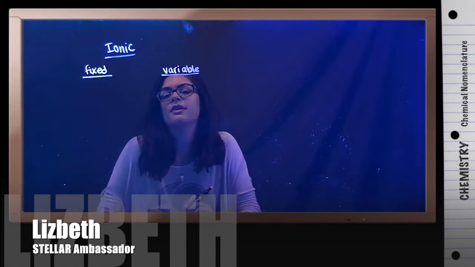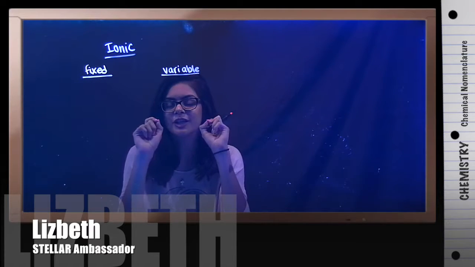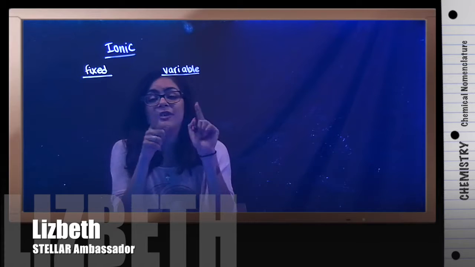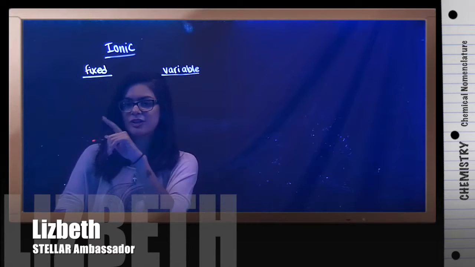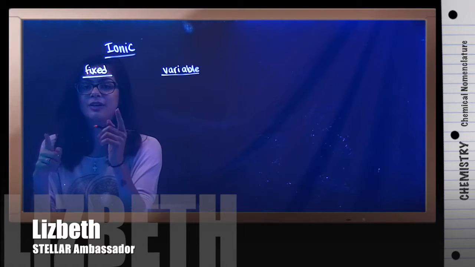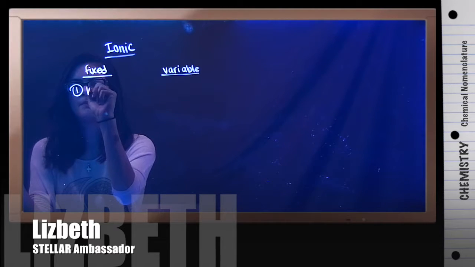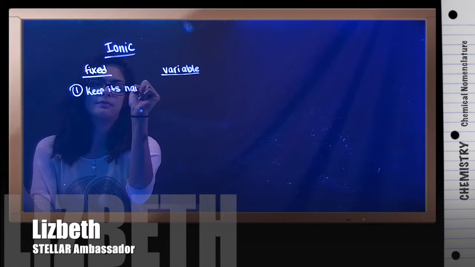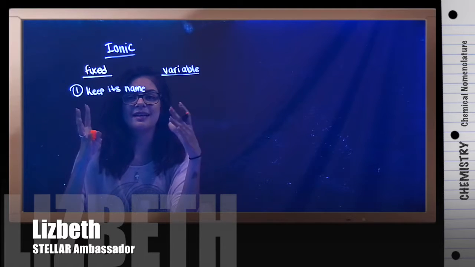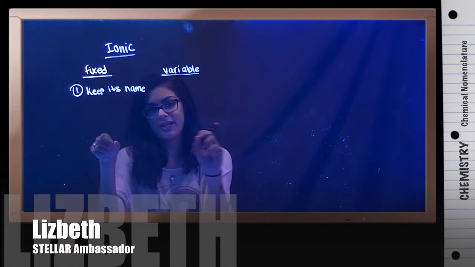Your fixed charges are going to be the ones in columns 1 and 2, as well as things like aluminum, silver, and zinc. The variable charges are going to come from your transition metals, the ones that you don't know exactly what charge they have. So for your fixed charged compounds, the first element is going to keep its name. What that means is that the same way you would say it, the same way you see it on the periodic table, is the same way you're going to write it when you're writing out its name.